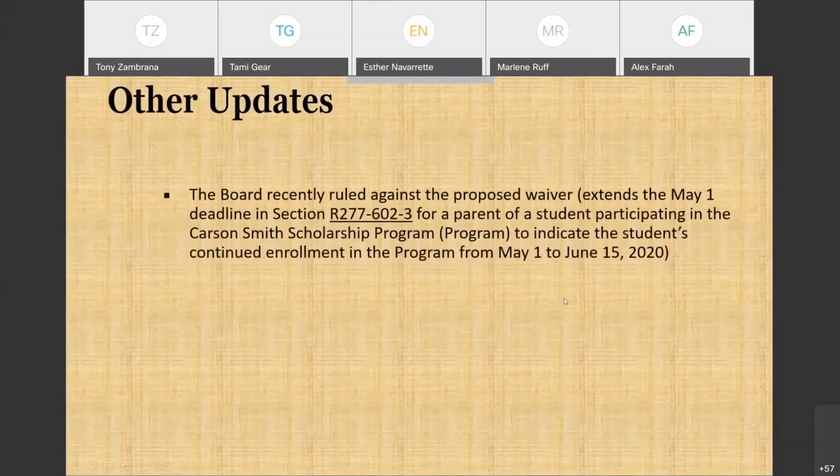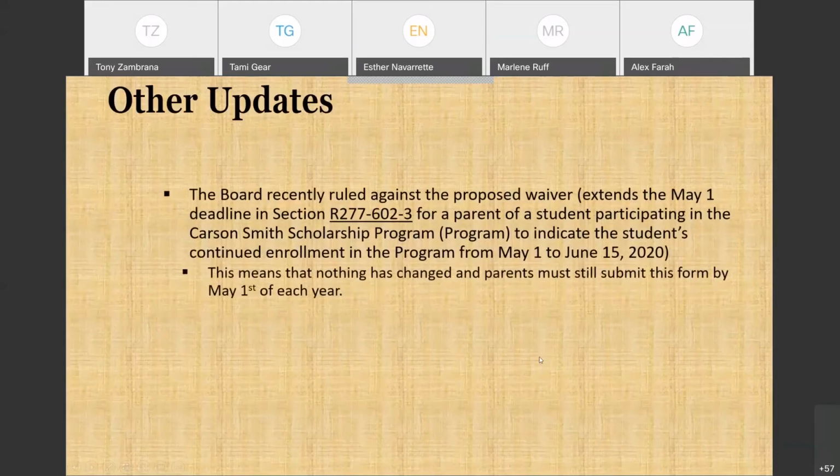So some other updates. This one's kind of just letting you know that there's a non-change that recently occurred. The board recently ruled against a proposed waiver. The waiver that was proposed was asking to extend the deadline for the parent of a student participating in the Carson Smith program to indicate the student's continued enrollment in the program. The deadline for that has been May 1st, and they were asking for the deadline to be extended to June 15th for upcoming years. And they ruled against that.